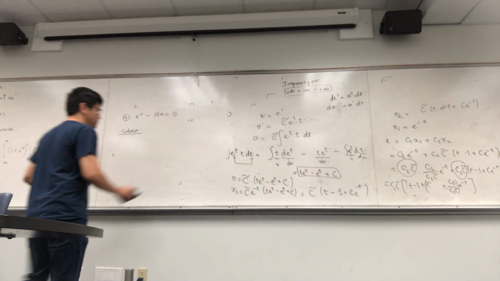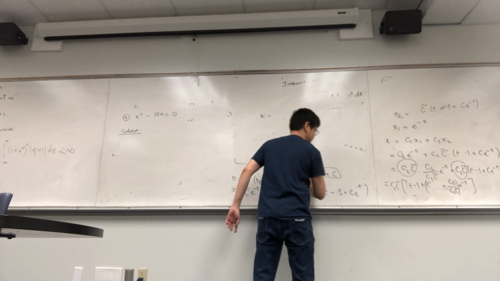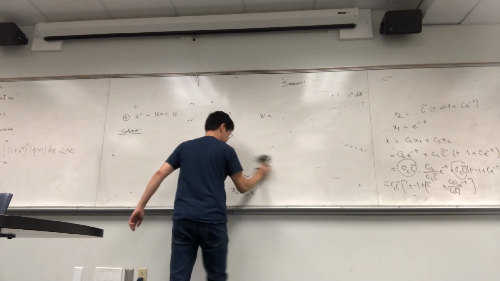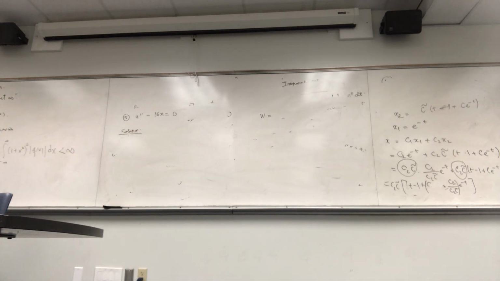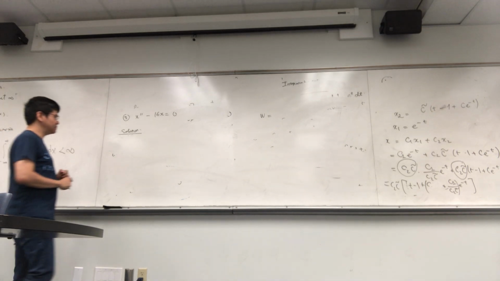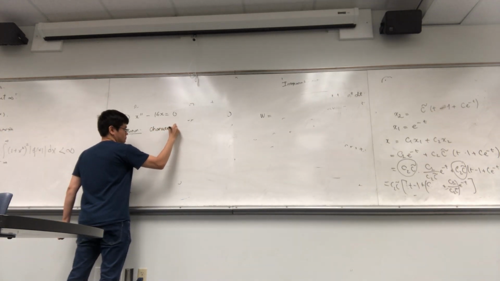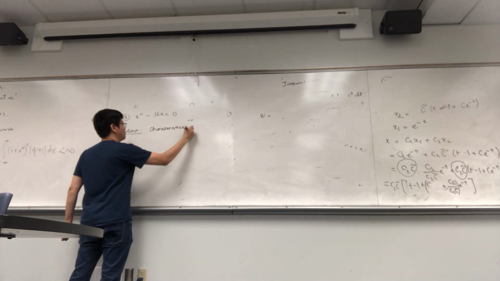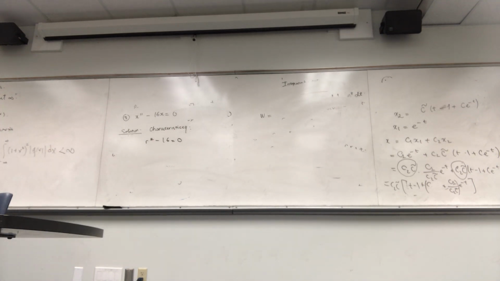All right. Let us solve this equation. What is the characteristic equation for this equation? The characteristic equation will be r squared minus 16 equals 0. For this one, what are the two roots?